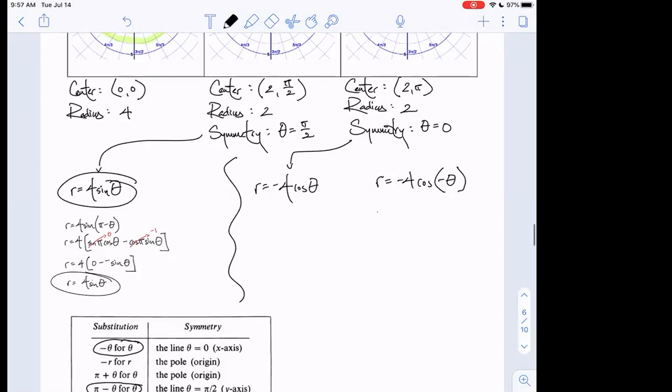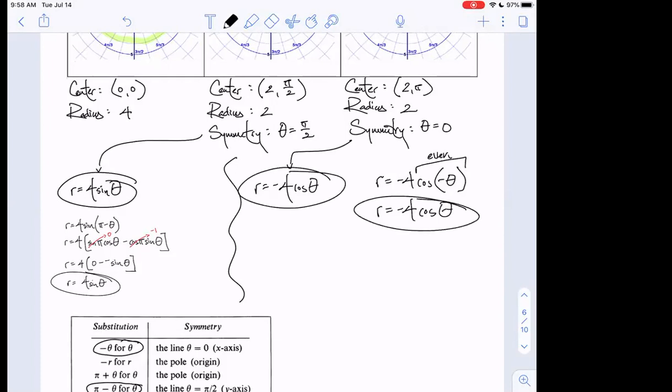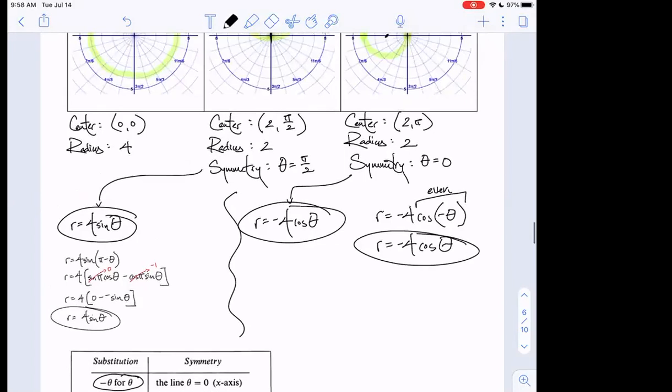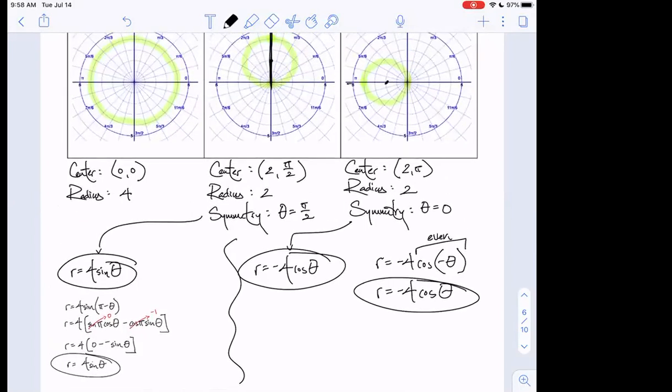And so when I think about the cosine function, the cosine function is even. That means that cosine of negative theta is the same as cosine theta. And so I end up with -4 cosine theta, and these are equivalent. So that confirms what I saw in the picture, that there is a line of symmetry at theta equals 0, okay?